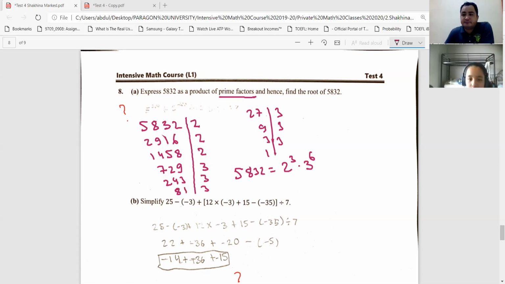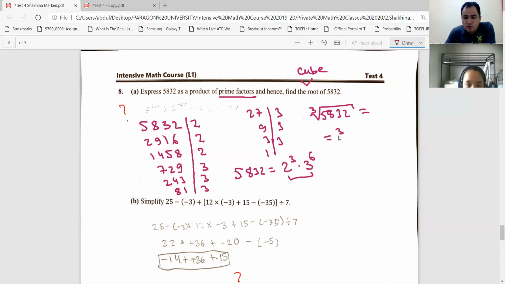Cube root of. Yeah, actually, find the one thing is missing. Anyway, Shahina, here you need to actually find the cube root of this number. So that means that we need to find the cube root. Cube root means cube root of 5832, which is equal to, we have already factorized, right?